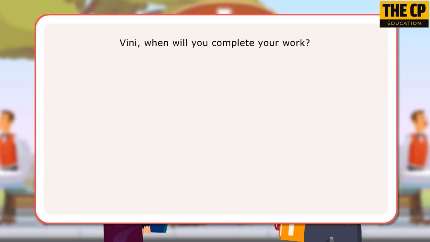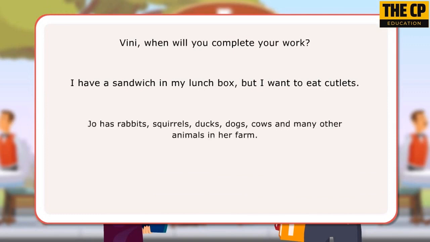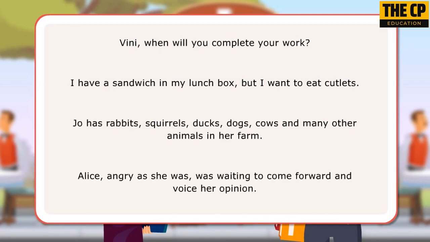Vinny, when will you complete your work? I have a sandwich in my lunchbox, but I want to eat cutlets. Joe has rabbits, squirrels, ducks, dogs, cows, and many other animals in her farm. Alice, angry as she was, waiting to come forward and voice her opinion.